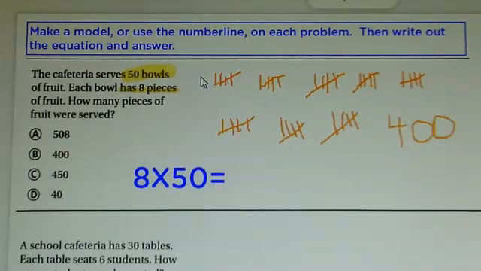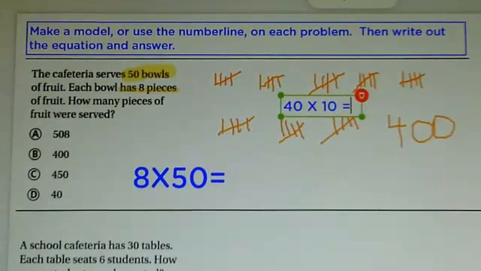Another way is to count them. I have 5, 10, 15, 20, 25, 30, 35, 40. I have 40 sticks. I'm going to make this a little smaller. I have 40 tens. What does 40 times 10 equal? Well, I just need to add the extra 0. So I would type 40 and then add the extra 0 from over here. So 40 times 10 is 400.